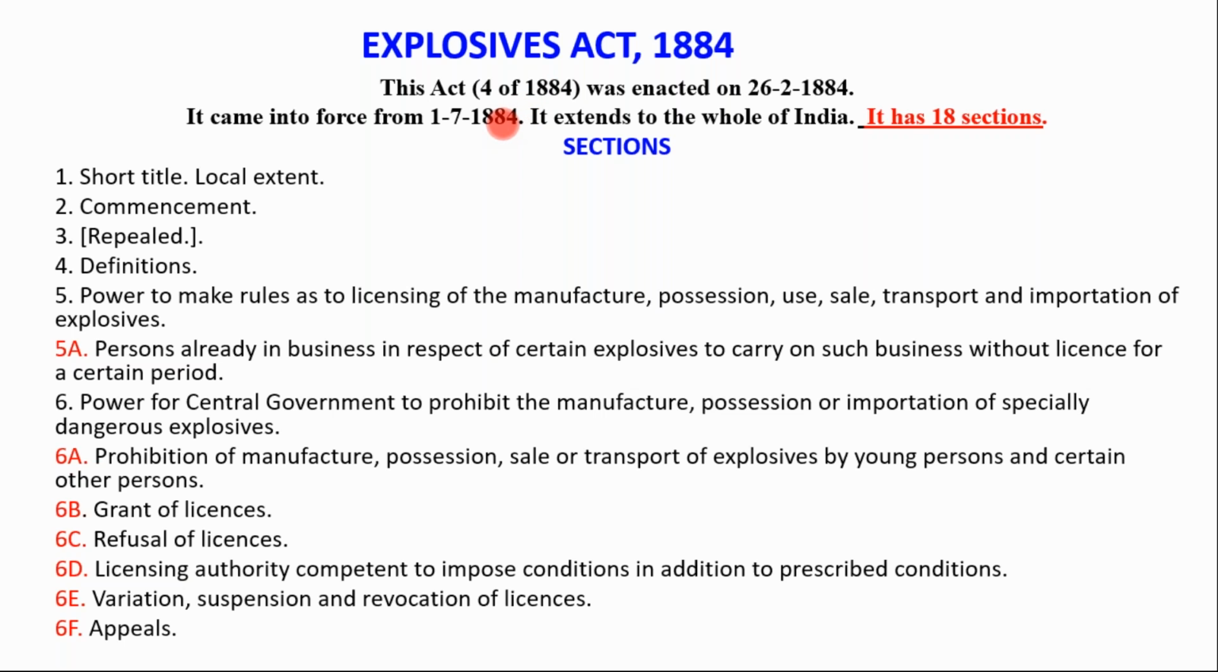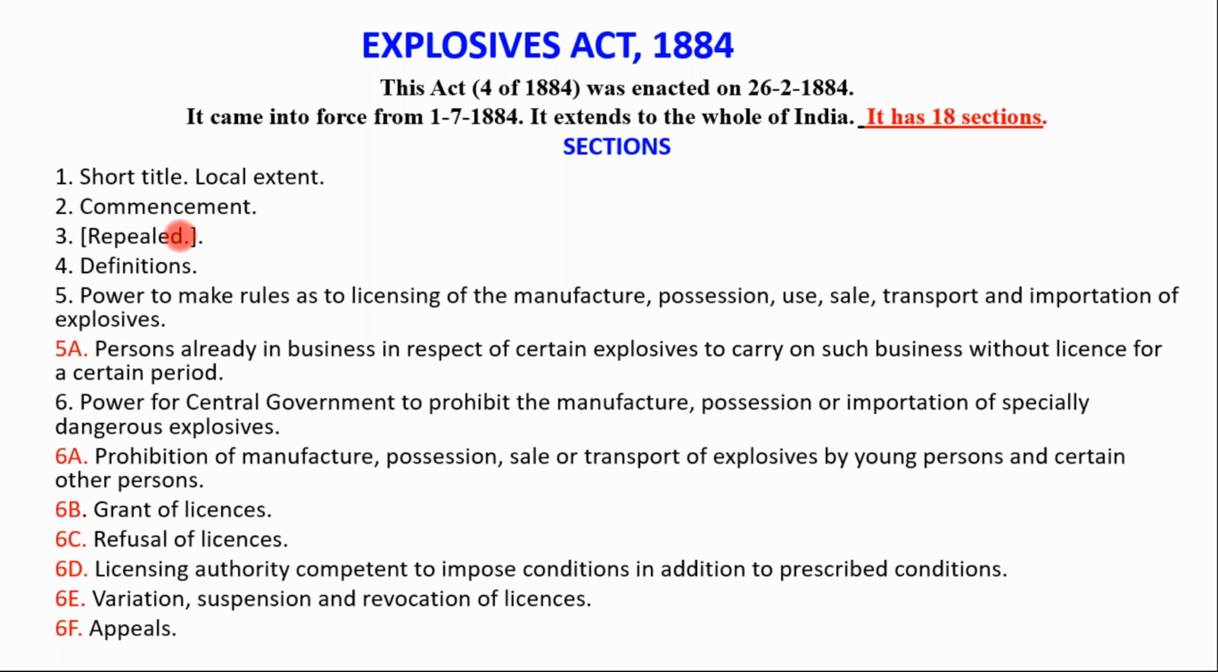We have already discussed that when we talk about the Act, it is created, prepared and implemented by the central government, that is, at national level. So it extends to the whole of India. It has 18 sections and we will go through these 18 sections. They are the short title and extent, then commencement, then repeal.